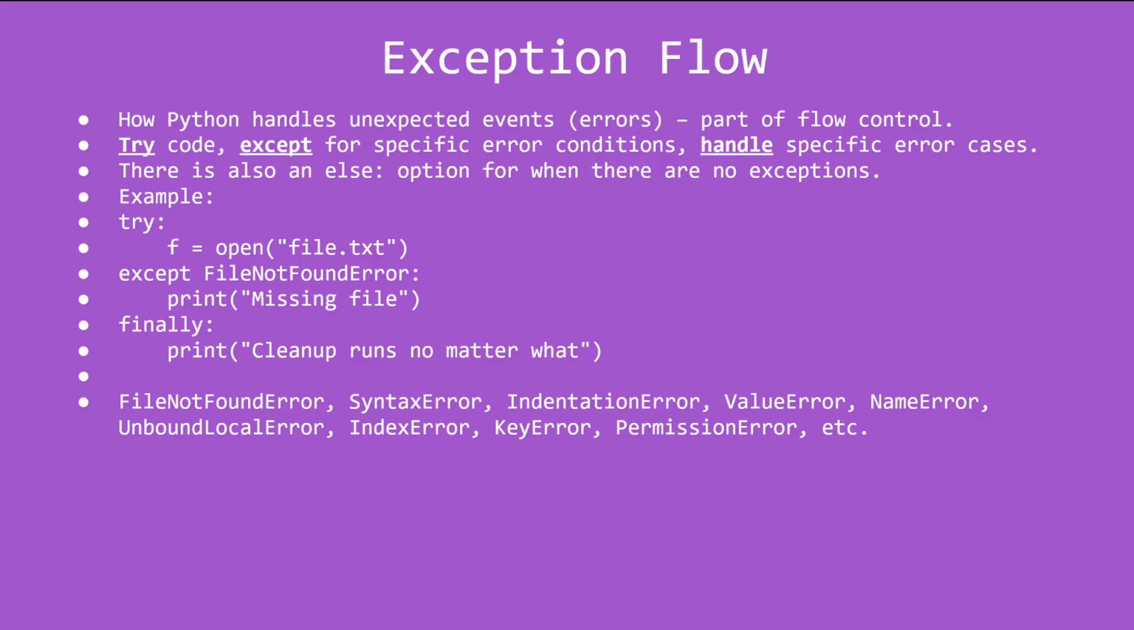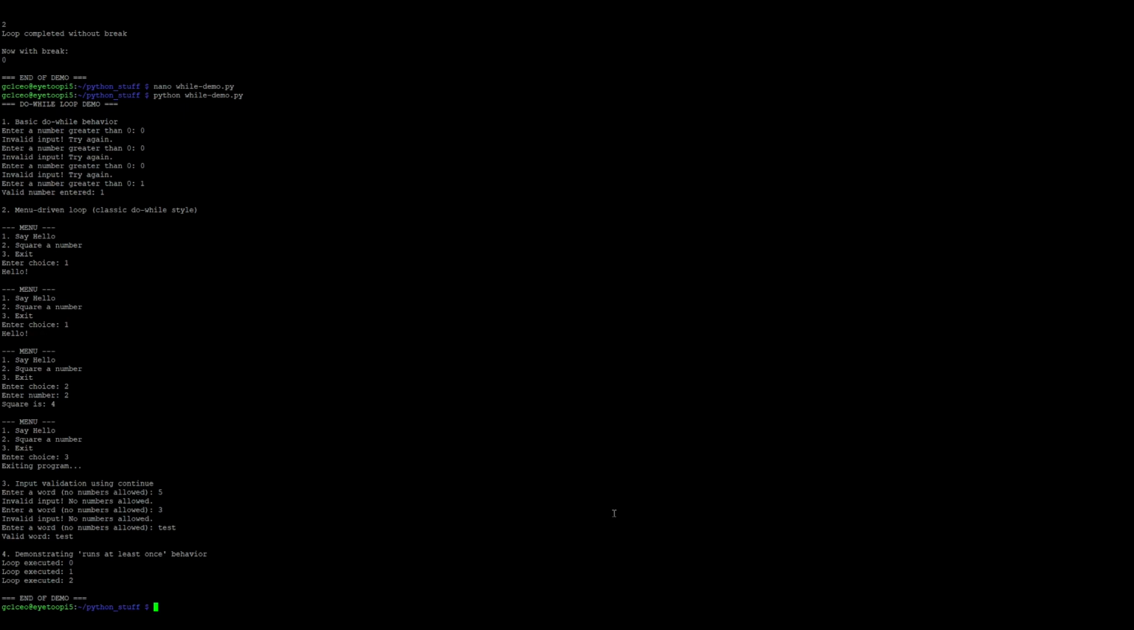There can also be an else for when there are no exceptions, so you might try to open a file, you set an except for file not found, you say missing file. Then finally, you might just say, okay, this finally happens no matter what. And here's some examples of some error codes out there. This is not even a remotely exhaustive list, but again, this is something I'm going to touch on in a more advanced programming video.